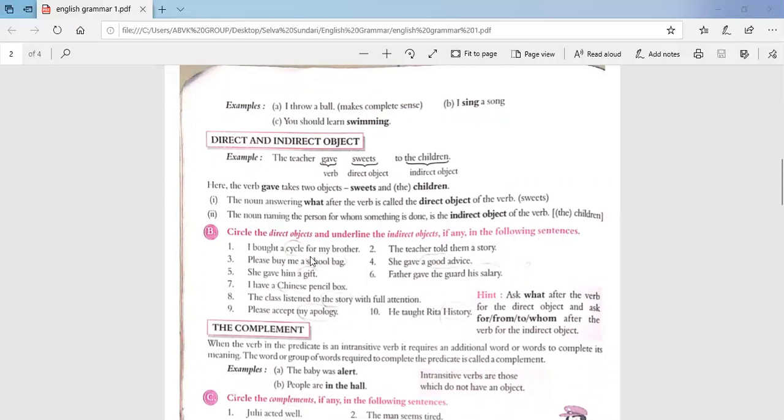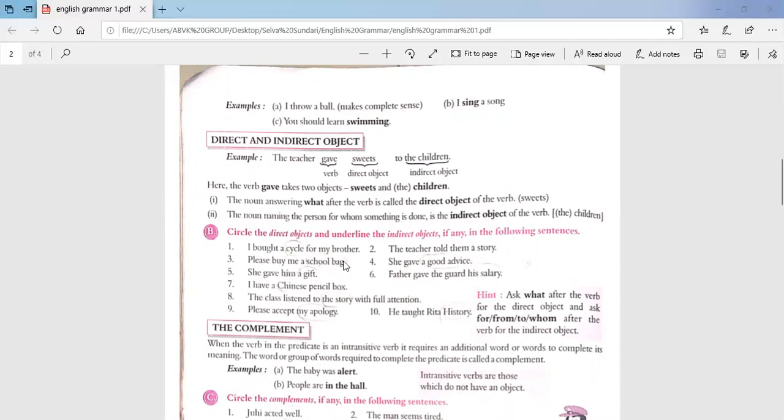I bought a cycle for my brother. So bought is the verb. What did I buy? A cycle. So this is the direct object. For whom? For my brother. That is the indirect object. The teacher told them a story. So the teacher, the verb is told. What was told? A story. Story is a direct object and whom, them, is an indirect object.